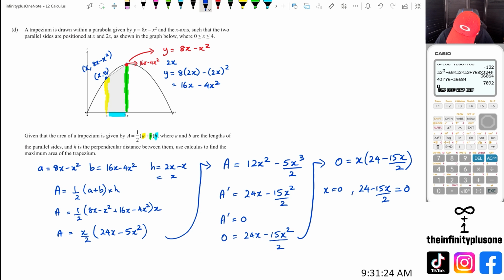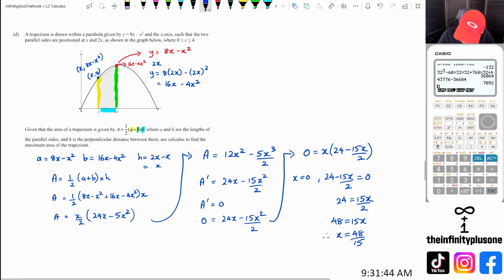Rearranging this, what am I going to get? I'm going to take the 15x to the other side. So I'm going to get 15x over 2, cross multiply. 24 times 2 is 48, 15x, and then therefore x is equal to 48 divided by 15. So when I do x equals 48 divided by 15, that's going to give me x is equal to 3.2.